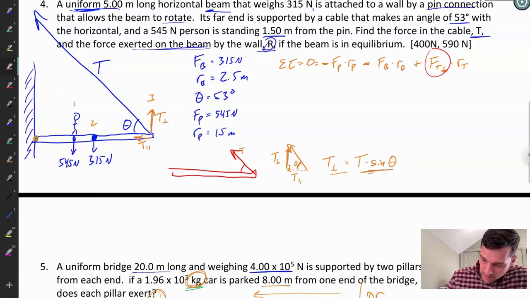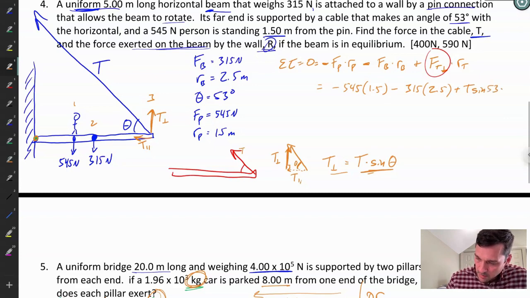So let's put this together. We've got negative force of the person, which is 545, located at 1.5 meters, minus the force of the bridge, which is 315 newtons, located at 2.5 meters, plus T sine theta, which we know is 53 degrees, times its location. Where is it? Cable horizontal. I guess it doesn't explicitly say this, but I think we're led to assume that it's at the end of the beam. So let's say it's 5 meters.